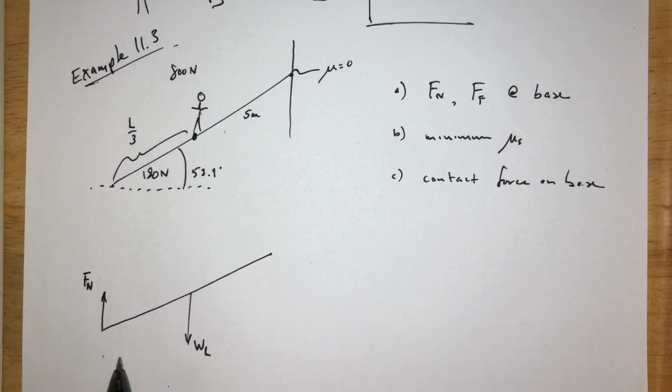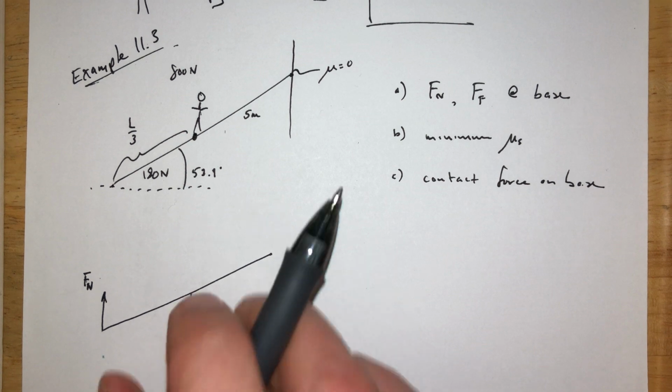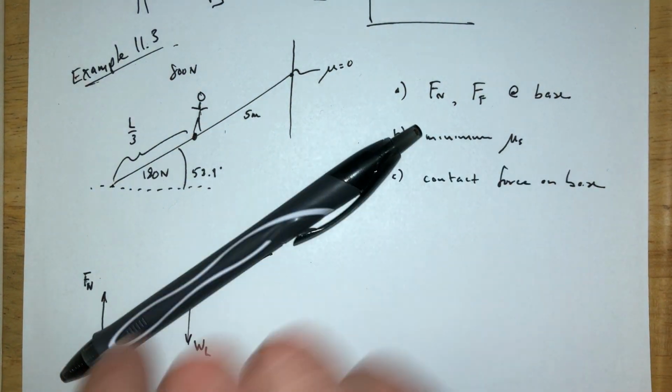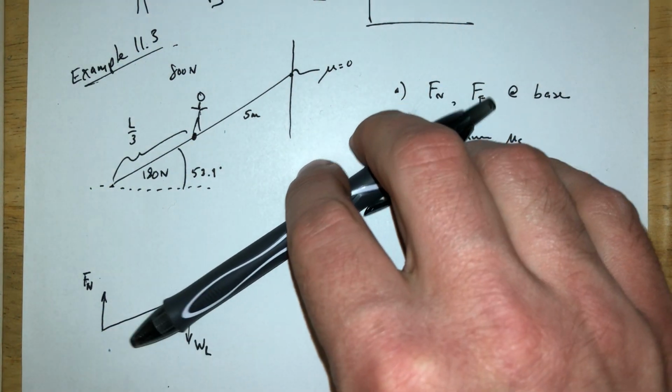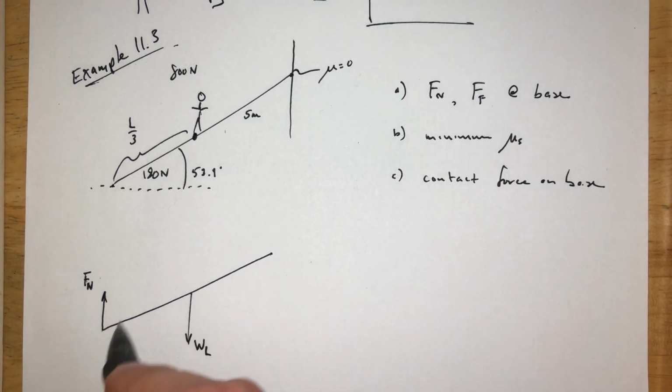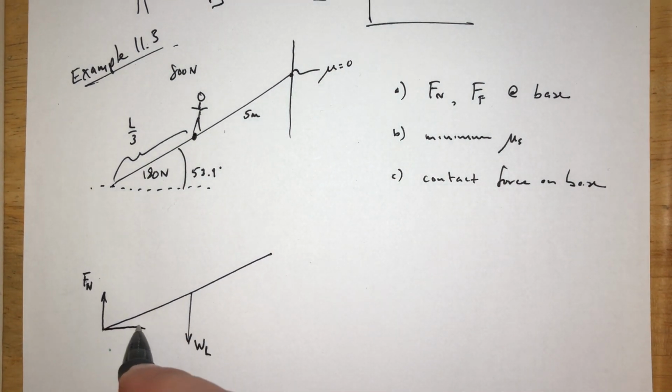And then the question is to think about if the ladder were going to slip, which way would it slip? If it slid down the wall, the back end would be sliding away towards the left. Friction wants to oppose that, so friction needs to point to the right.